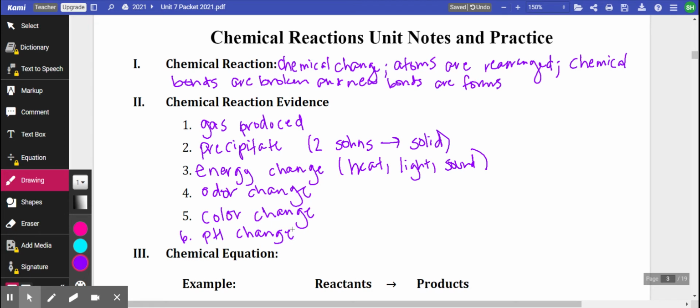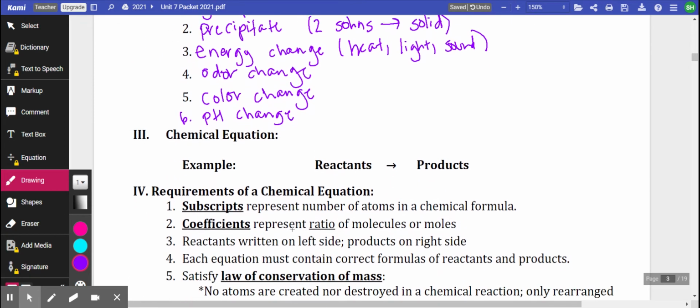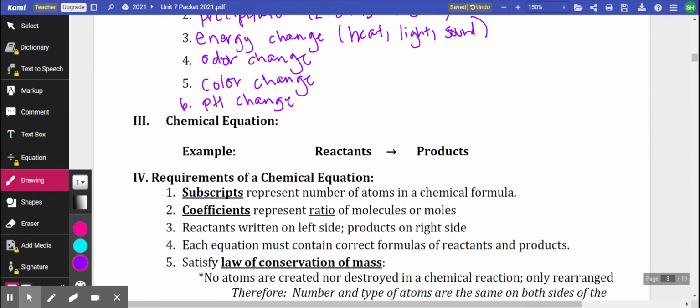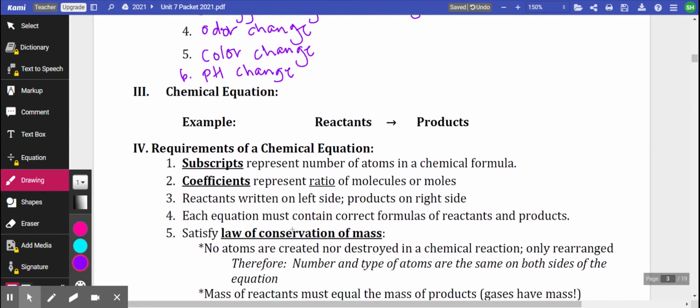All right, so let's head down here to what chemical equations are. Chemical equations help describe the reactants and the products of a chemical reaction. When you write a reaction, you're always going to have the reactants on the left side, which is what is undergoing the change. Then you have the products, which are always on the right side. That is the result of the chemical reaction.